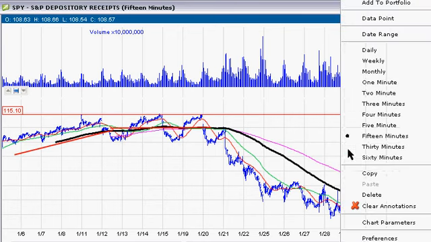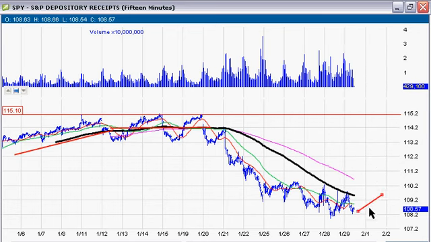It looks like we could be finding some support down in here. And maybe this might be the higher low that allows this market to continue up. And you might even be able to see a little bit of an inverse head and shoulders here. But that has not come to fruition yet, so we're going to wait to see what happens with that.